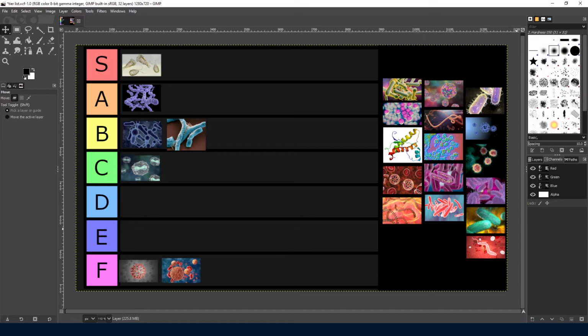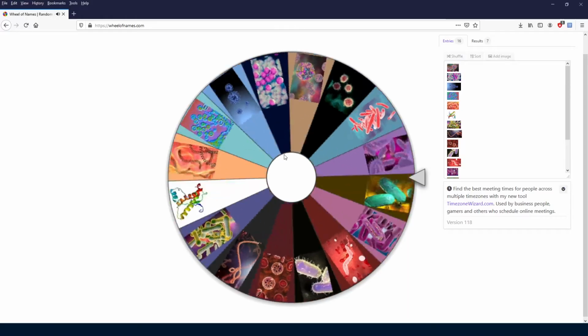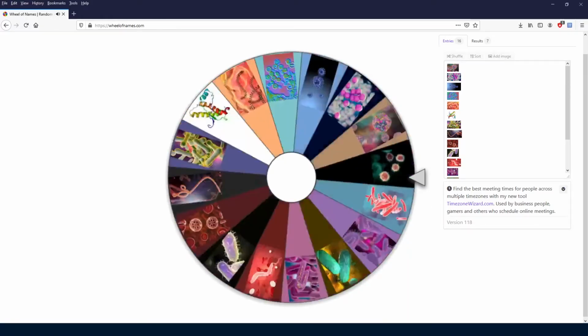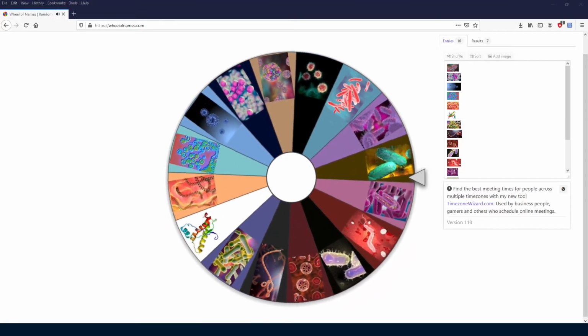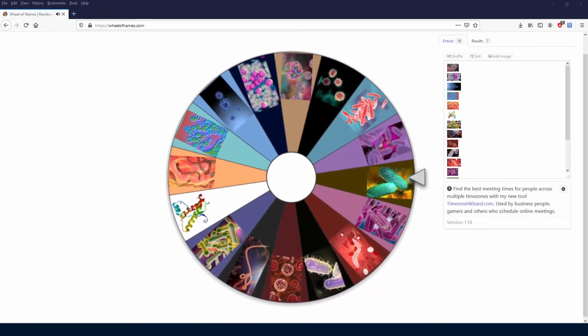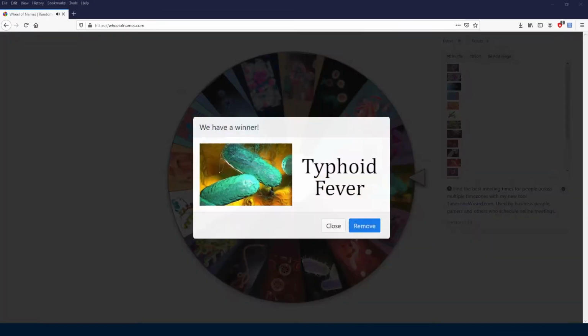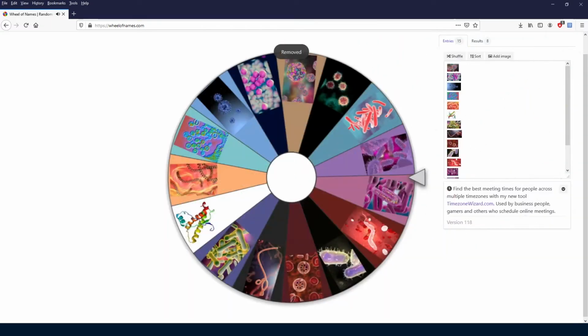Alright, and we shall spin that wheel. Typhoid, eh? Typhoid. Typhoid is bacteria.